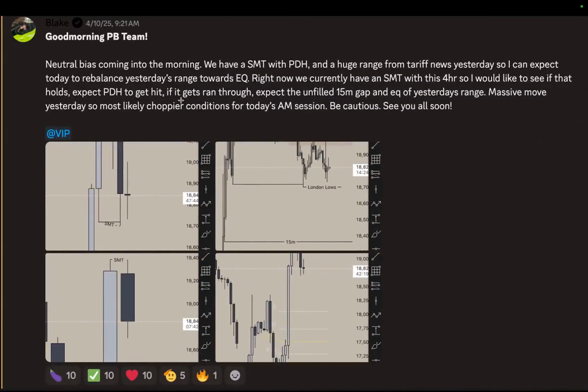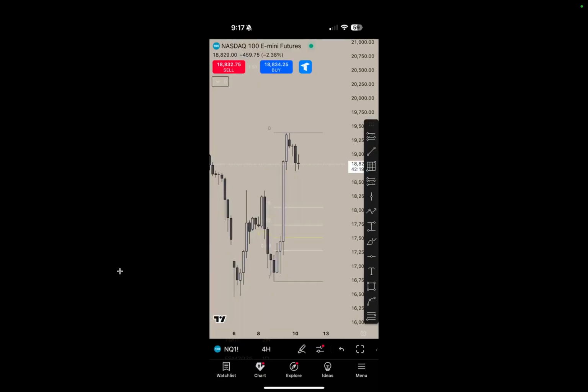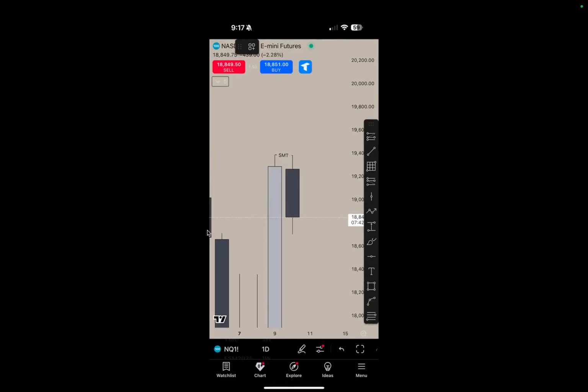Finally, I'll show you guys an example of a neutral bias. This was just a neutral bias. Now, I had this neutral bias because we had an SMT with previous day high, and we had a huge range from tariff news. So we had that daily SMT in play. As you can see here, we had a daily SMT with previous day high, right?